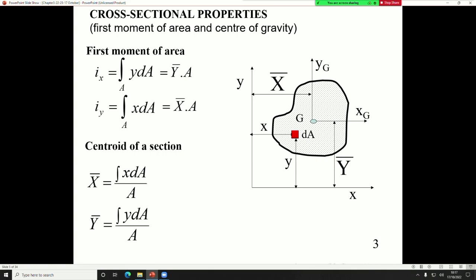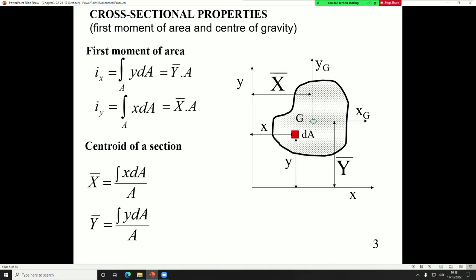Any questions in regard to slide number 3? Yes, please. If I choose a different coordinate system, is it going to make a difference? If you choose a different global coordinate system, no, it doesn't make any difference. At the moment, the XY coordinate system is called the reference coordinate system. We usually use the reference coordinate system at the base to find the position of the centroid. It doesn't matter where they are, but G always ends up in the same place if you know what the shape is. Any other questions?